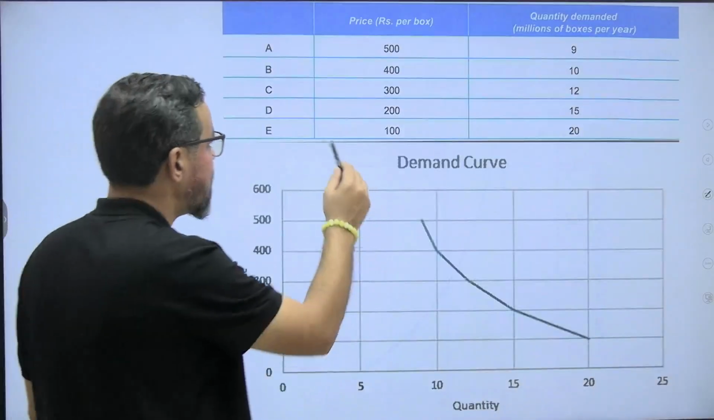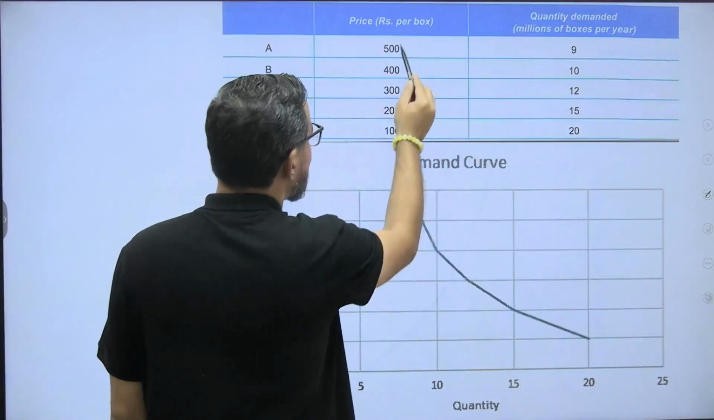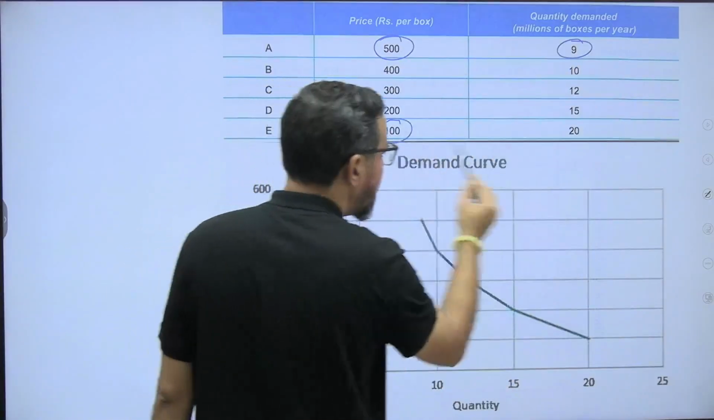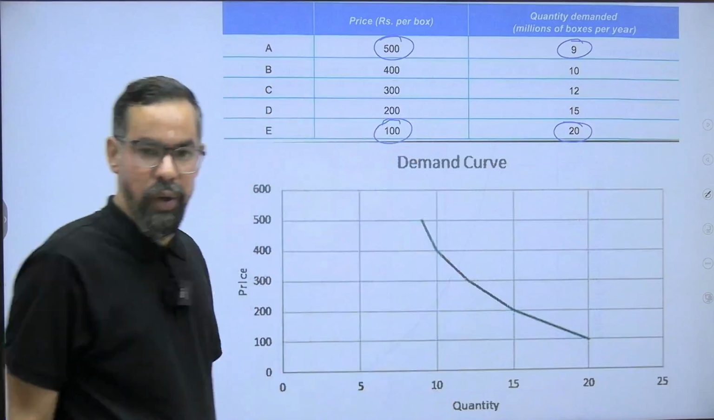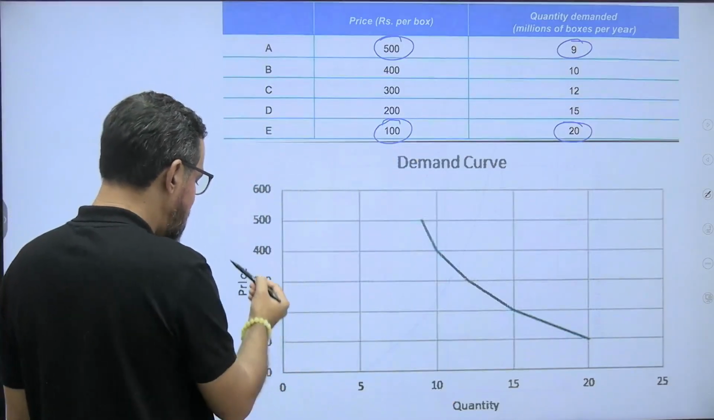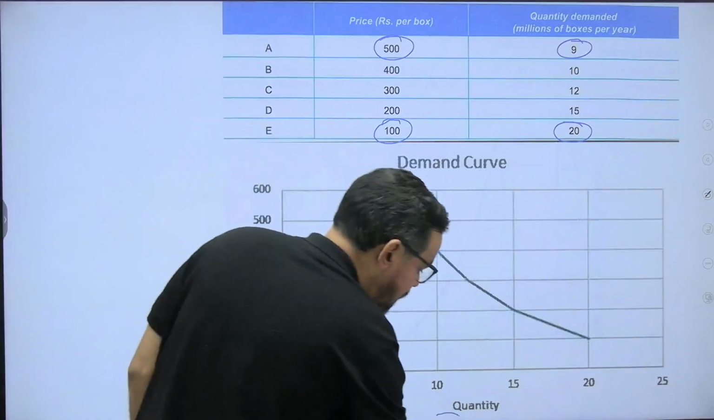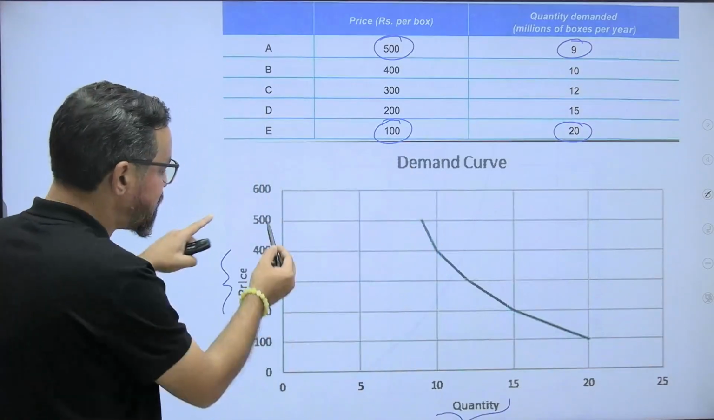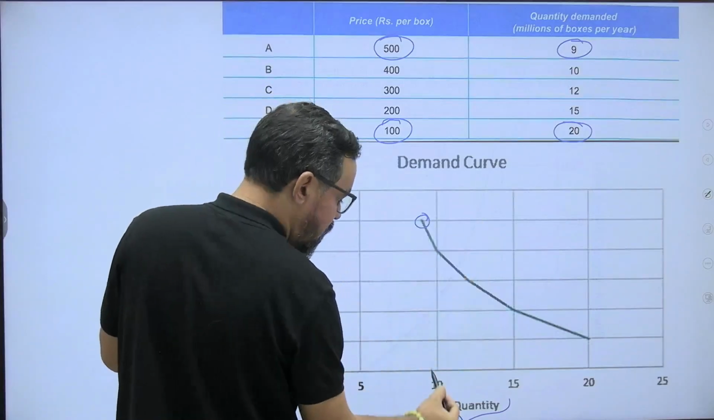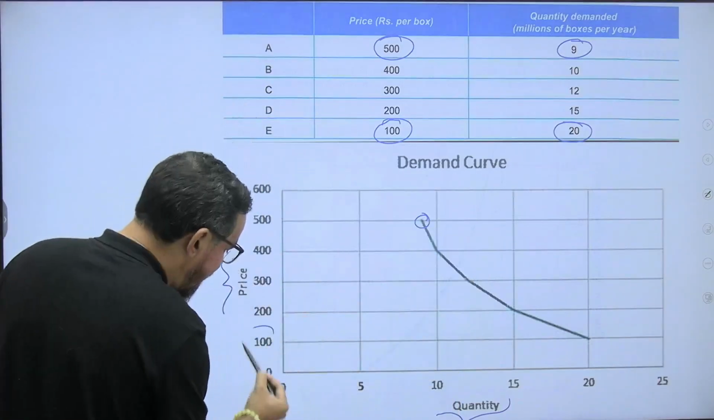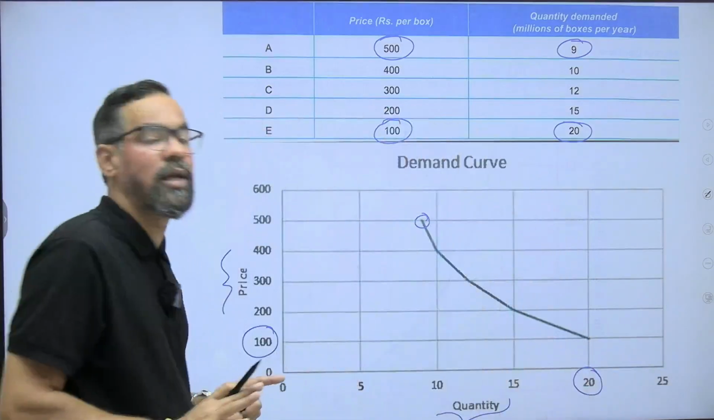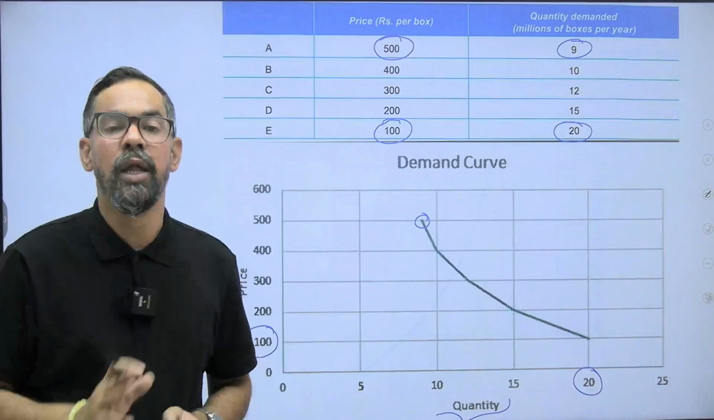So let's say there is a commodity where if the price is 500, quantity demanded is 9. If the price is 100, quantity demanded is 20, right? So 100, 200, 300, 400, 500. This is the price and this is quantity demanded, right? So if price is 500, the demand is only 9. This is the point again. And if the price is 100, the quantity demanded is 20. So this relationship is generally known as the law of demand.